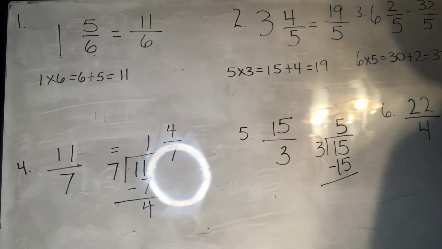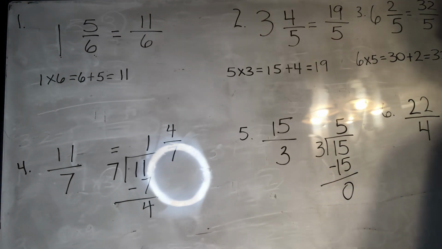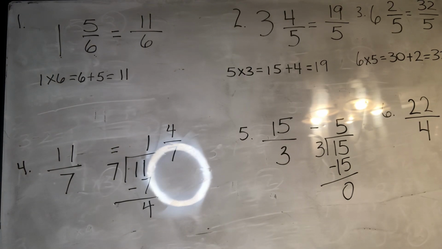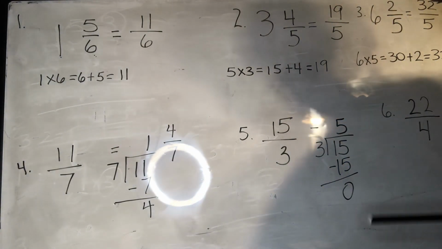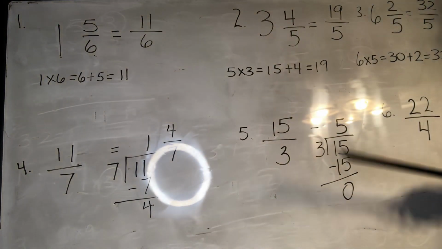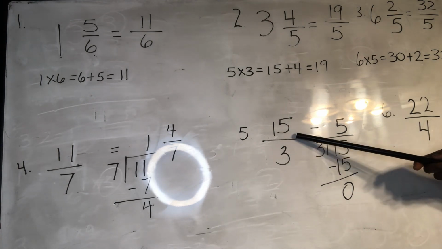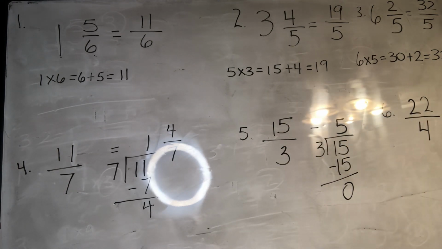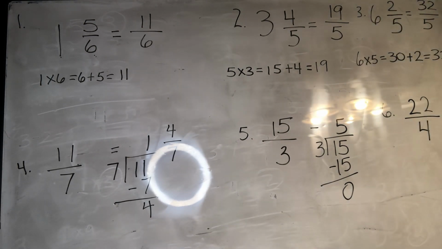Take away, so 15 take away 15 is what? 0. So the answer is what? A whole 5. It's not a fraction. Our answer is a whole number, 5. This is technically 15 divided by 3, either way you look at it, because this bar means divide. 15 over 3 still equals 5. Learn your multiplication, it makes it easier. 1, 2, 3. That's it.